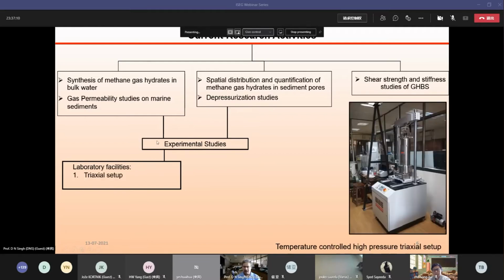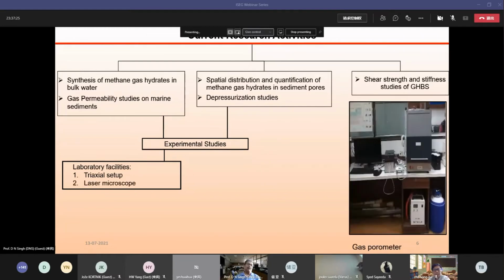In the process, I have developed an excellent testing facility known as the environmental or gas hydrate triaxial setup, which you can see over here. It has been recently installed and some of my students are working in this area. And then we have a laser microscope through which I wanted to see the spatial distribution of the hydrates which are getting formed and their morphology. Very ambitious project. But then we have to challenge ourselves if we really want to enhance the state of the knowledge.